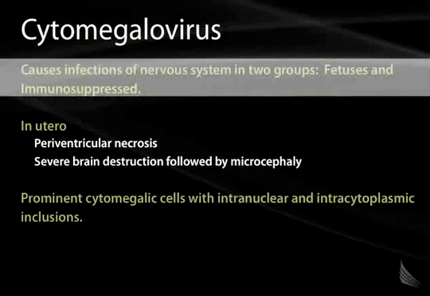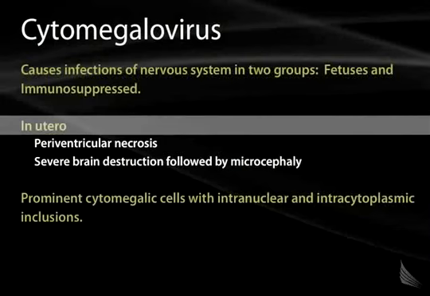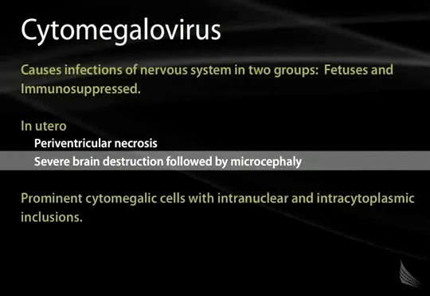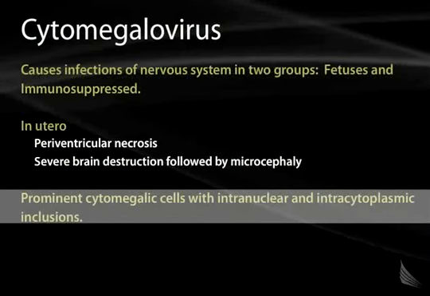Cytomegalovirus. Cytomegalovirus causes infections of the nervous system in two groups, fetuses and the immunosuppressed. In utero, it will cause a periventricular necrosis around the ventricular spaces, with severe brain destruction followed by microcephaly. You'll see prominent cytomegalic cells with intranuclear and intracytoplasmic inclusions. These are sometimes described as owl eyes.